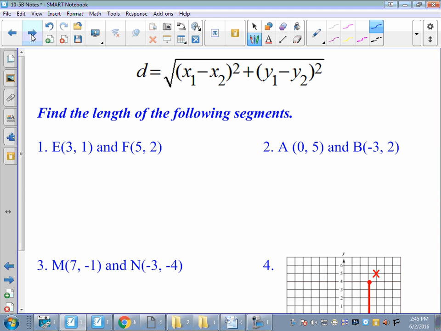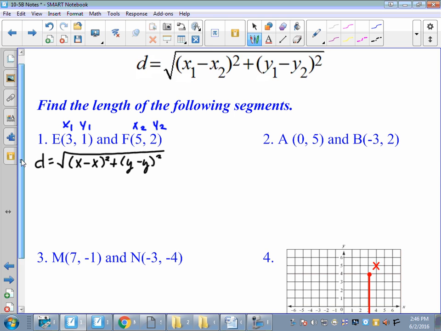So for the very first one here, I have the distance formula written up above. So you have your x1 and your y1, your x2 and your y2 here. So if we use the formula, distance is equal to the square root of x minus x squared plus y minus y squared. I don't even worry about the 1s and 2s. You just plug them in. Make sure you're subtracting the x's in the one and squaring it, and then the y's in the other.